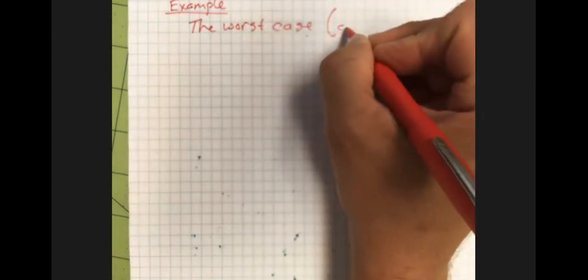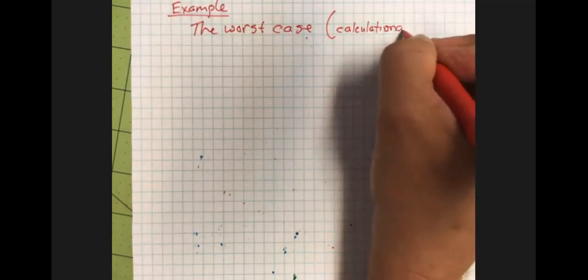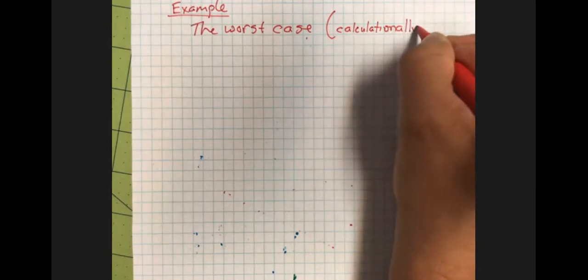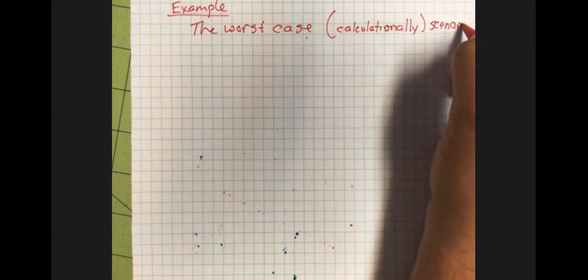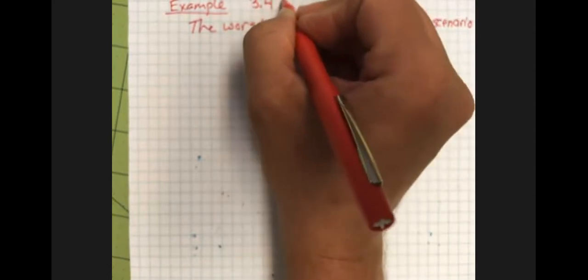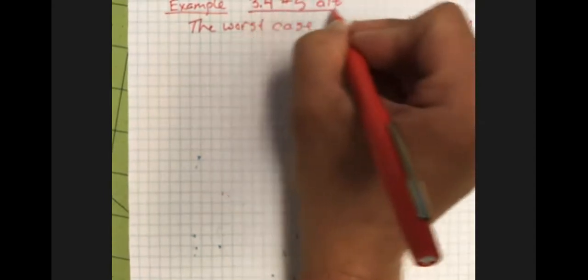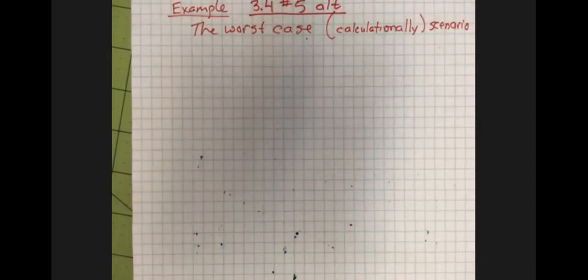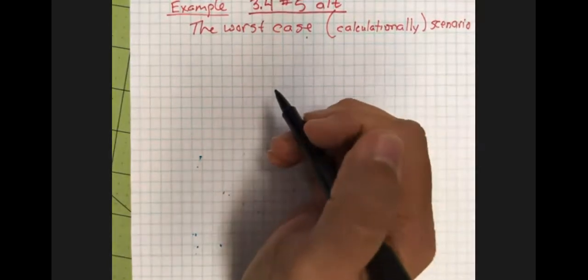The worst case scenario, calculationally. This is 3.4, number 5, but I'm going to alter it to make it harder than his. If you can do this one, you can do anything. It's not conceptually the most odd case, it's calculationally the most odd case.